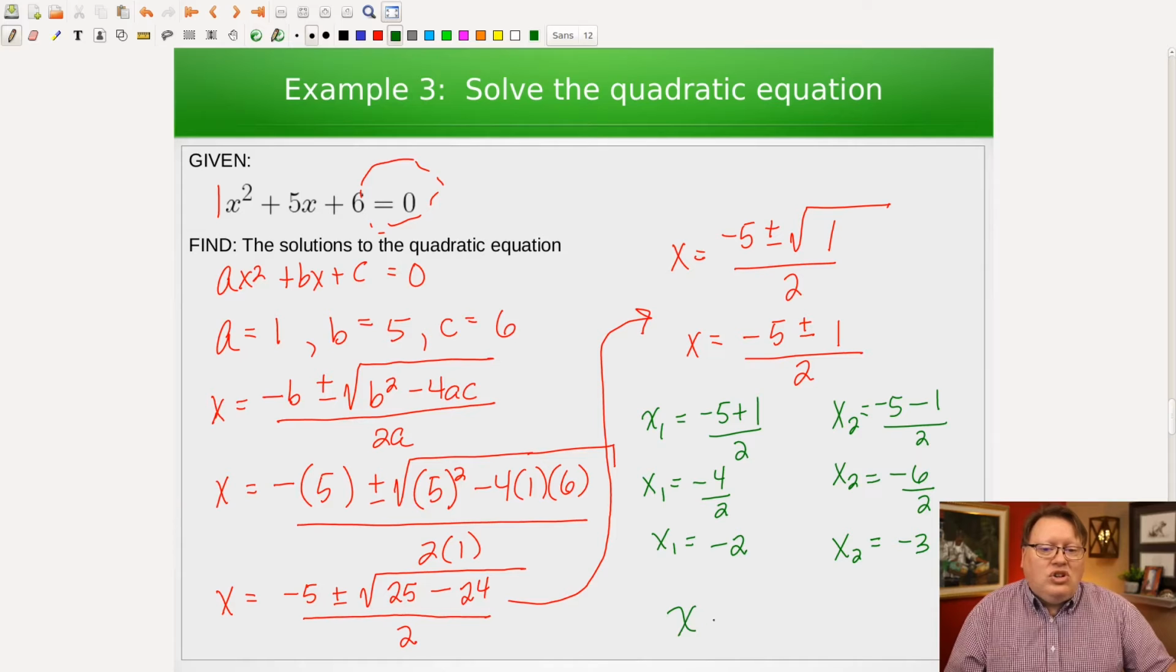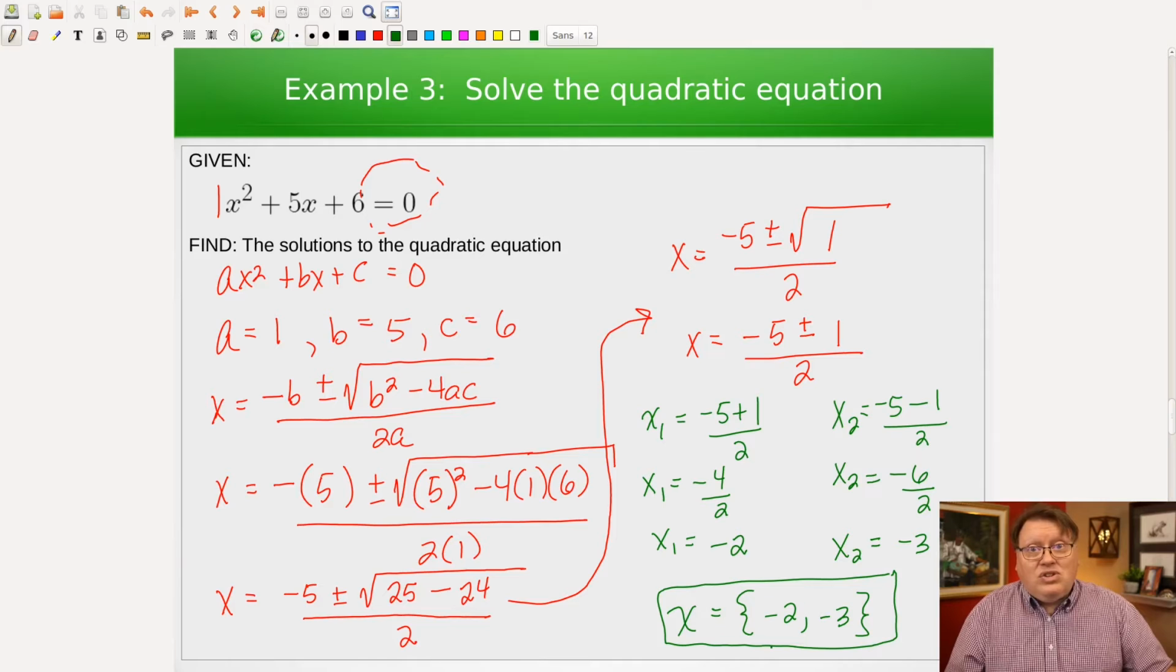That means our solutions, which I can write in set notation using fancy braces, are just a negative 2 and a negative 3. Okay? And I apologize because normally I write the smaller value first. I like to do that when I'm in set notation. But that is our solution.